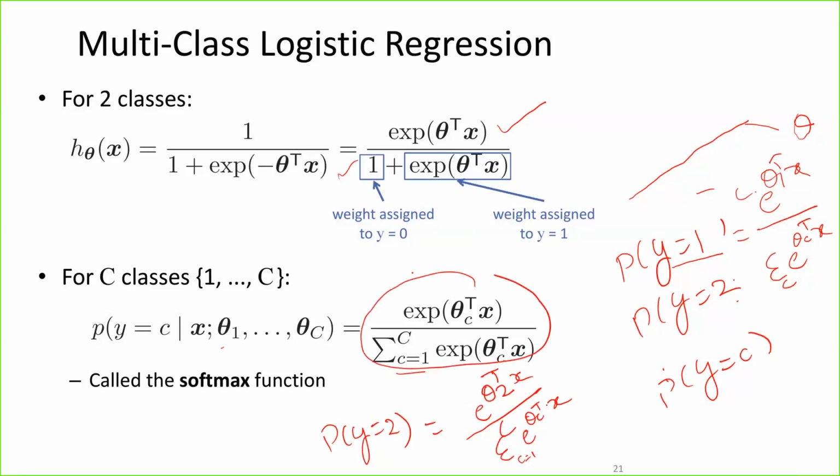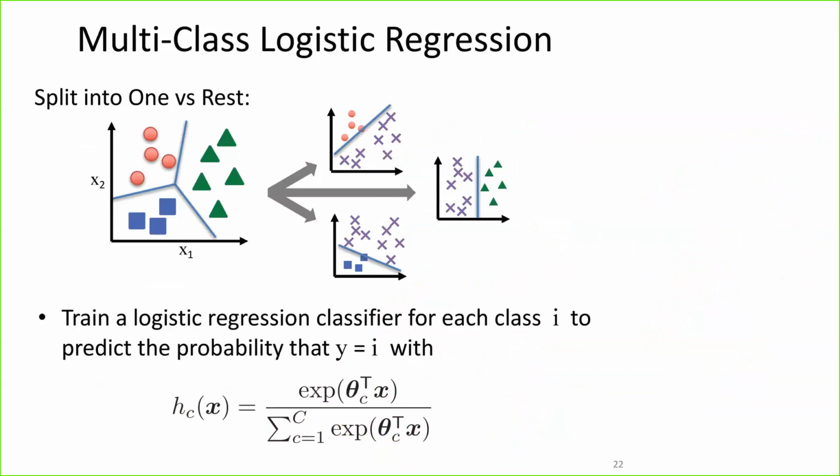So this is the cost function. This is the generalization of the sigmoid function. We call it the softmax function. Softmax is the generalization of the sigmoid function. Sigmoid is for two classes, softmax is for multiple classes, more than two outcomes. So this is the interpretation.